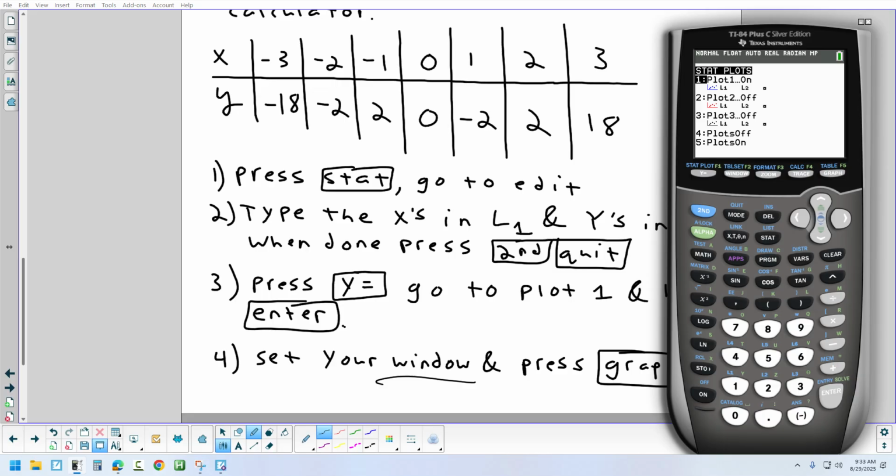We put our window in, we put our points in. Let's hit graph. You should see something that looks just like that. And that's it. That's how you can graph a scatter plot.